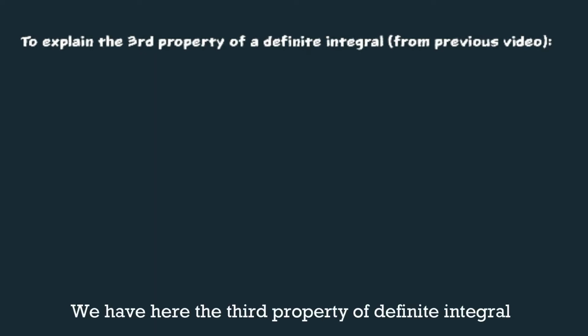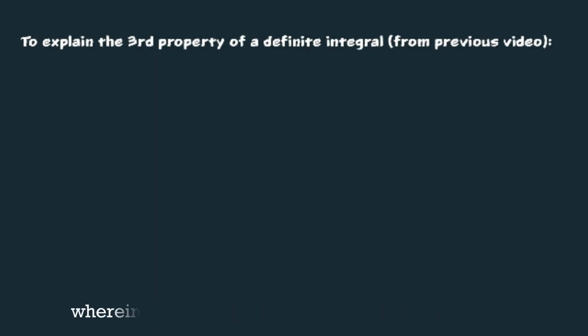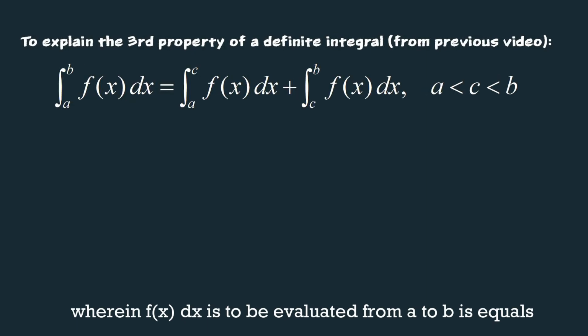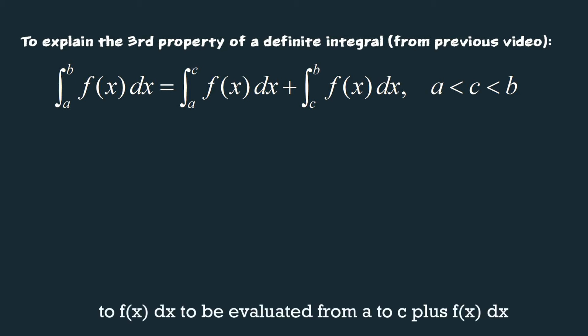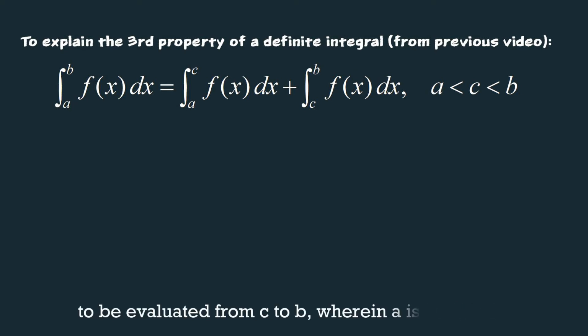We have here the third property of definite integral, wherein the integral of f of x dx evaluated from a to b is equal to the integral of f of x dx evaluated from a to c plus the integral of f of x dx evaluated from c to b, wherein a is less than c and c is less than b.